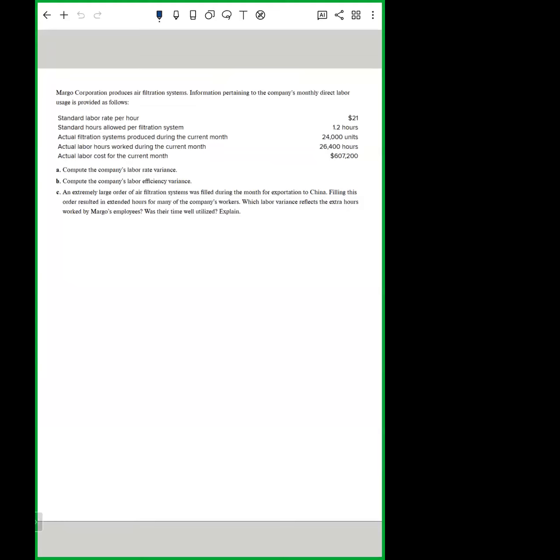Margo's Corporation produces air filtration systems. Information pertaining to the company's monthly direct labor usage is provided below. So we have labor rate, labor hours, filtration systems produced, actual labor hours, and actual labor rate. Compute the company's labor rate variance and then labor efficiency variance. All right, so let's start with labor rate.